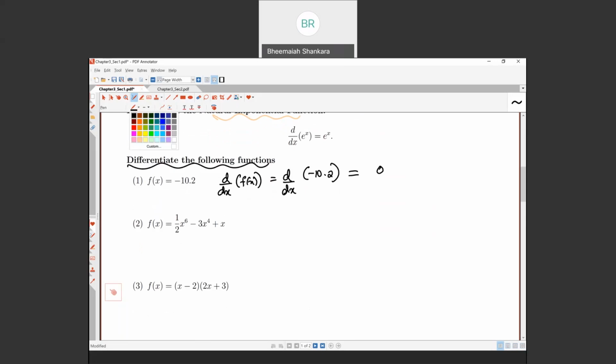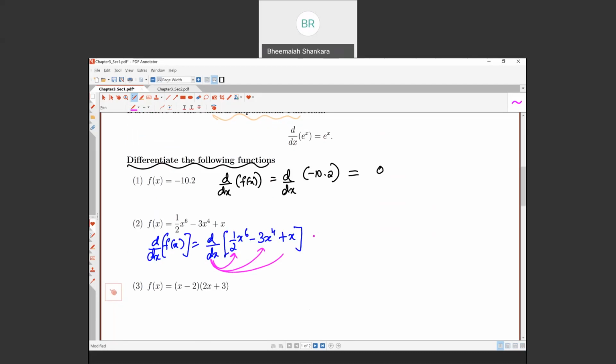Next, you have a 6th degree polynomial. Let me write the derivative of the function f of x. The function f of x in the problem is a polynomial, so I'm going to replace it: derivative of 1/2 x to the 6, negative 3x to the 4, positive x. You can distribute this derivative to each of these terms. So the problem looks like this: derivative of 1/2 x to the 6, negative derivative of 3x to the 4, and then positive derivative of x.